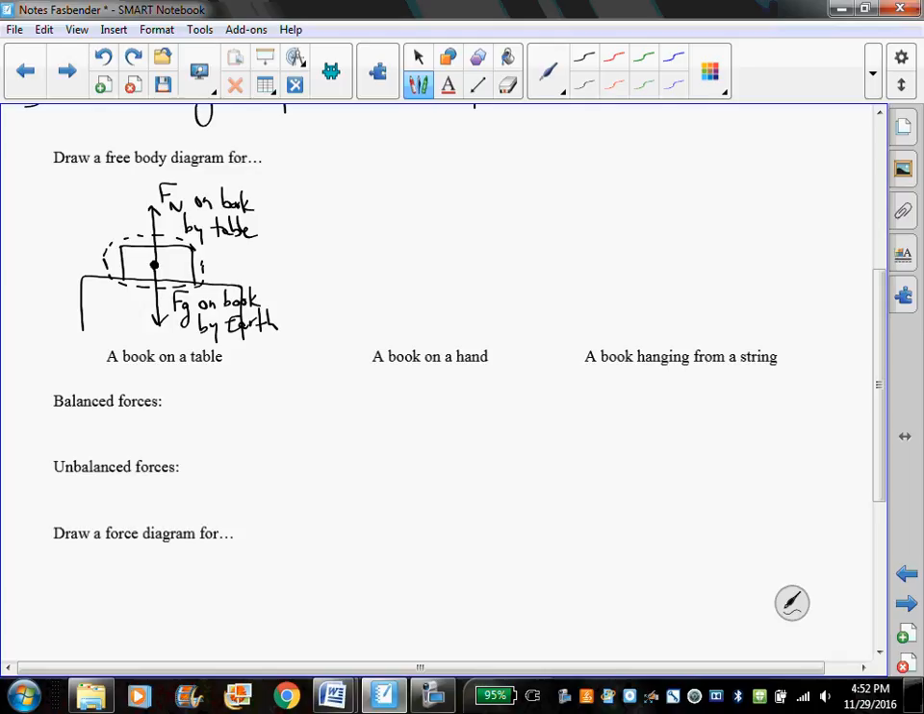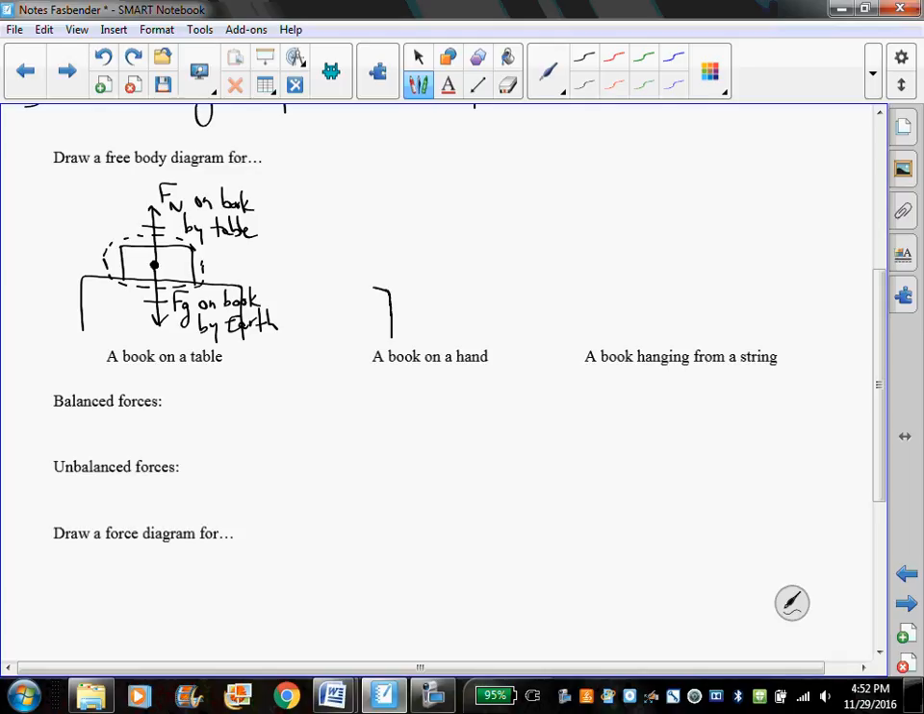As far as I can tell, these are the only two forces acting on this, and since there is one force pulling down and one force pushing up, those two forces must be equal to each other. So we'll add the congruency hashes. Ta-da, we are done. Let's do another example, a book on a hand.